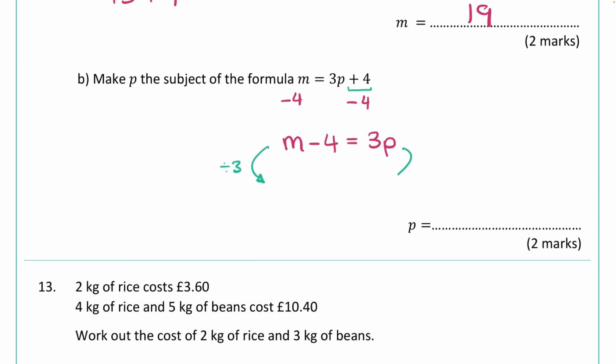And as we have an expression on the left-hand side there, when we do divide by 3, we'll just write it all over 3 using a fraction line, and that is equal to p. So it doesn't matter that equals p is on the right, we'll just swap it over, and it's m minus 4 over 3, which is what p is equal to. And there we go, that is making p the subject.